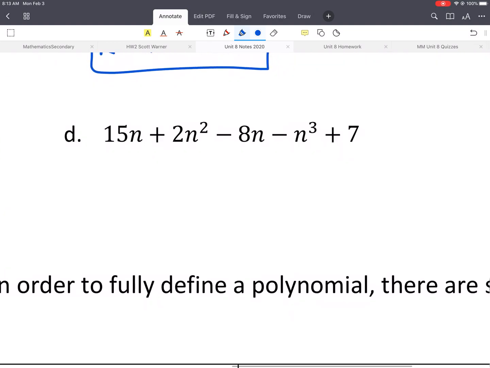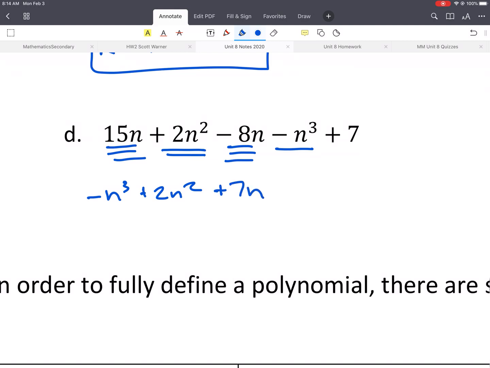And then we have d. Highest exponent would be negative n to the third. And then we have our squared terms, plus 2n squared. And then we have our n's. 15 minus 8 gives you positive 7, so plus 7n. And then we have our constant, plus 7.